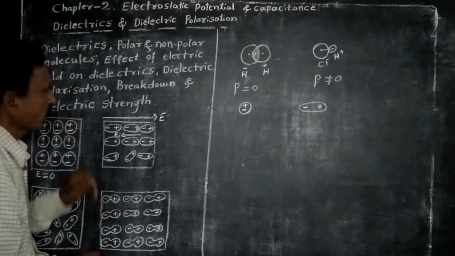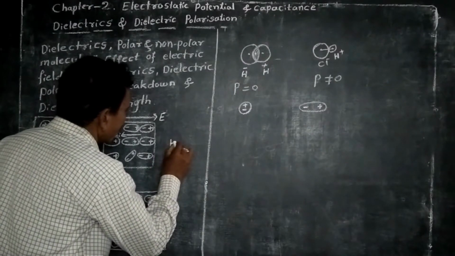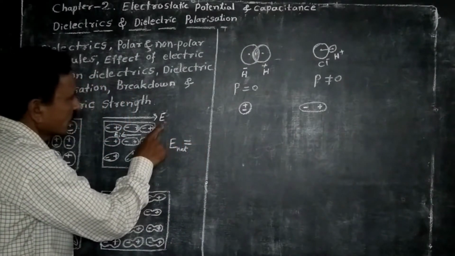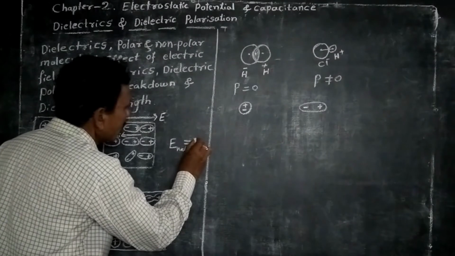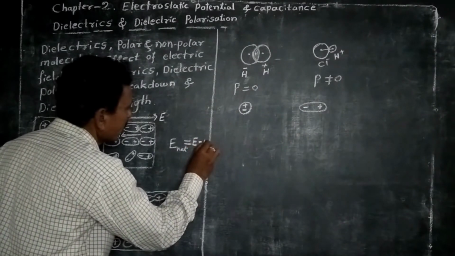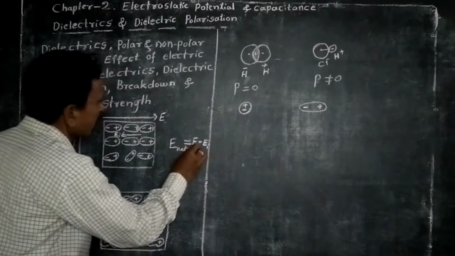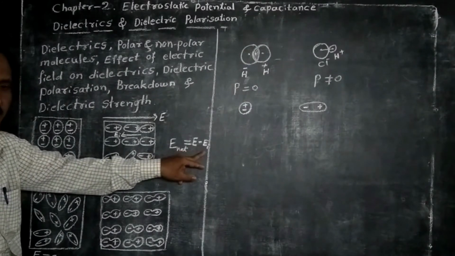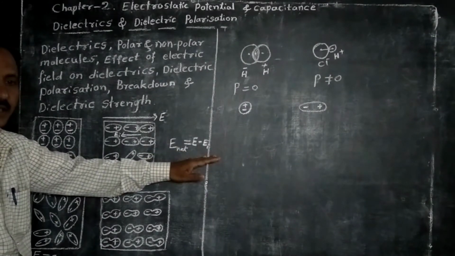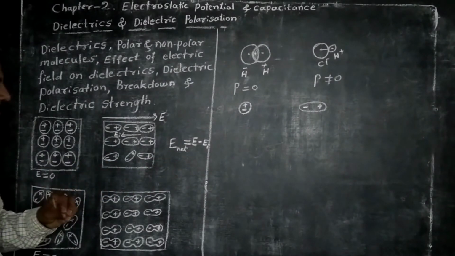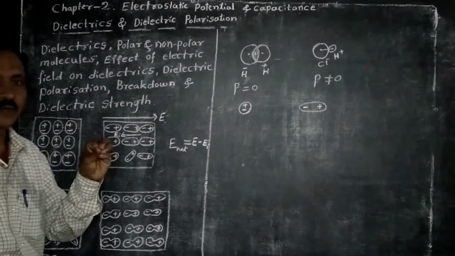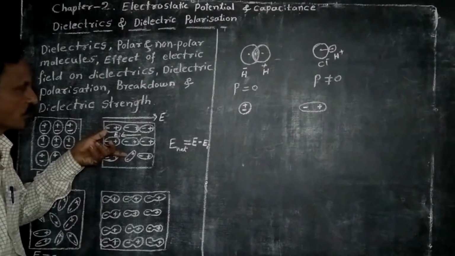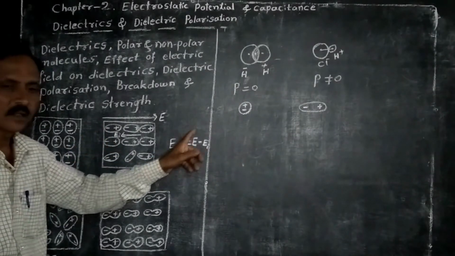Therefore the net electric field E net, where the applied electric field is E. It is the difference between E and EI, where EI is the induced electric field and E is the applied electric field. Therefore the net electric field decreases. What is the effect on the external electric field when a non-polar dielectric slab is placed in it? The net electric field decreases.